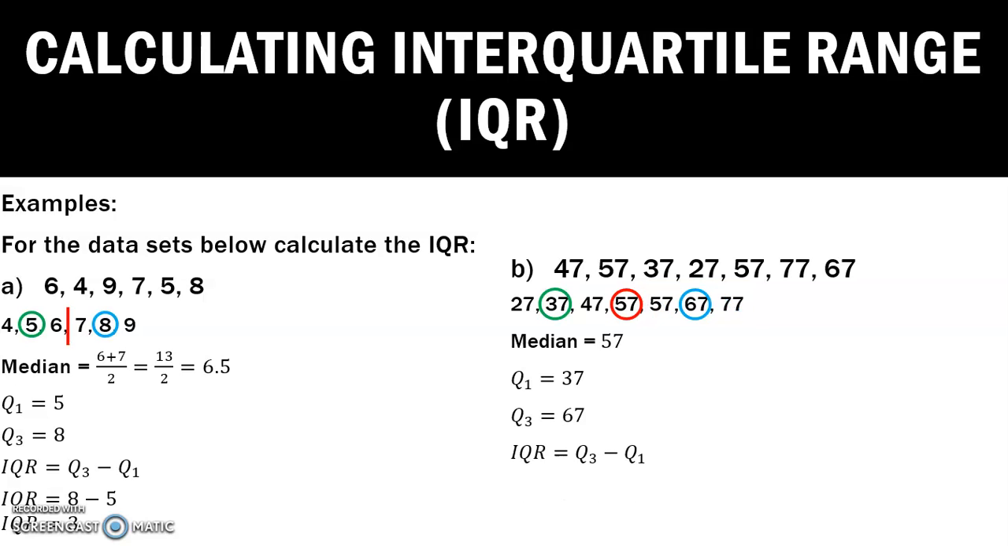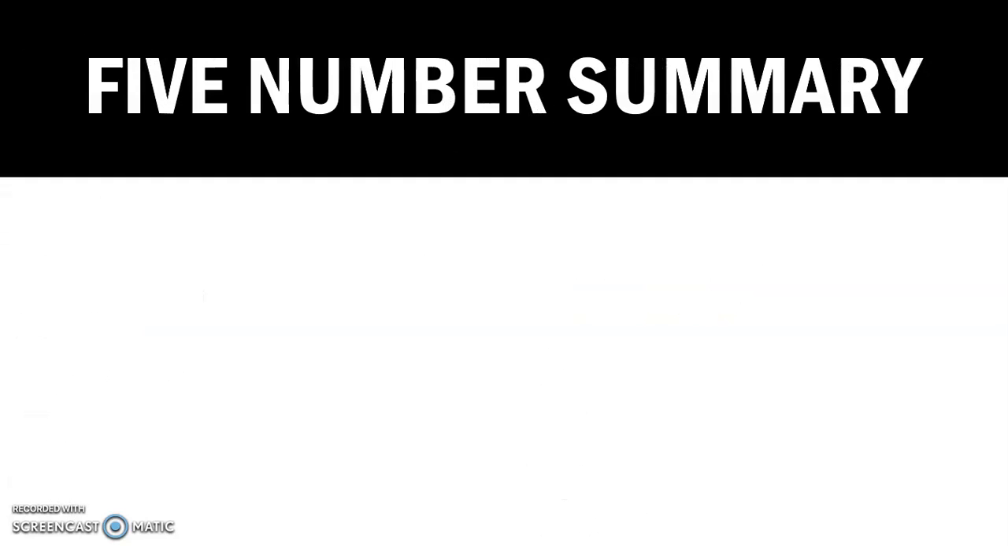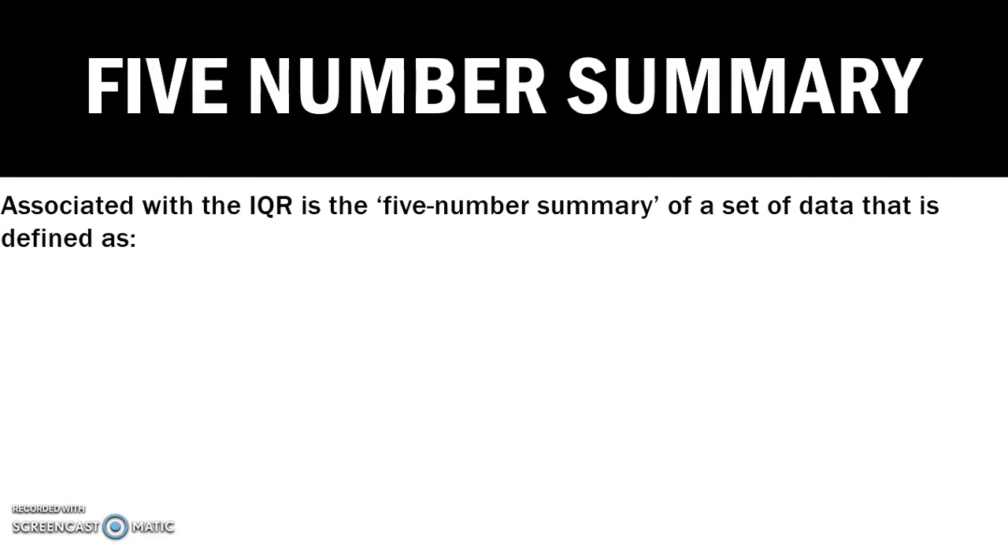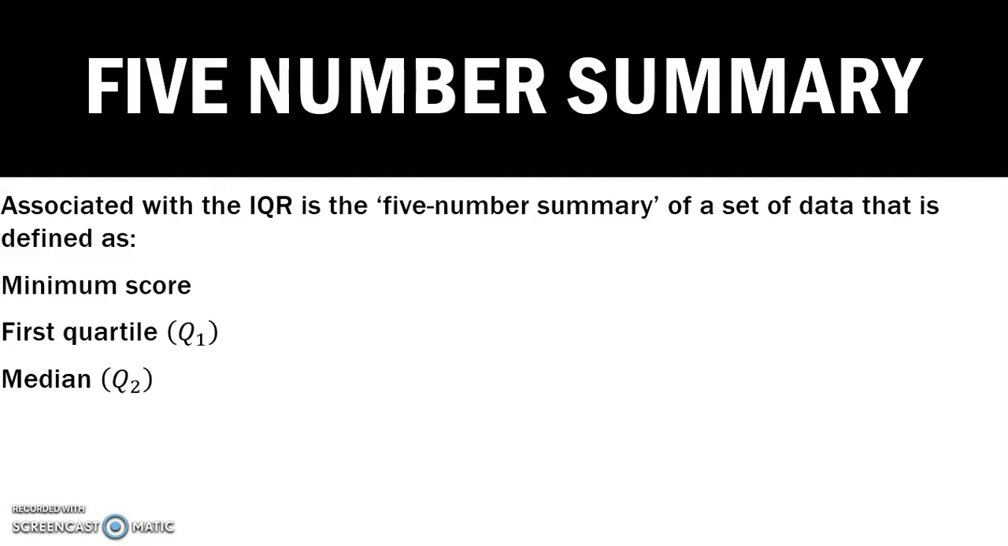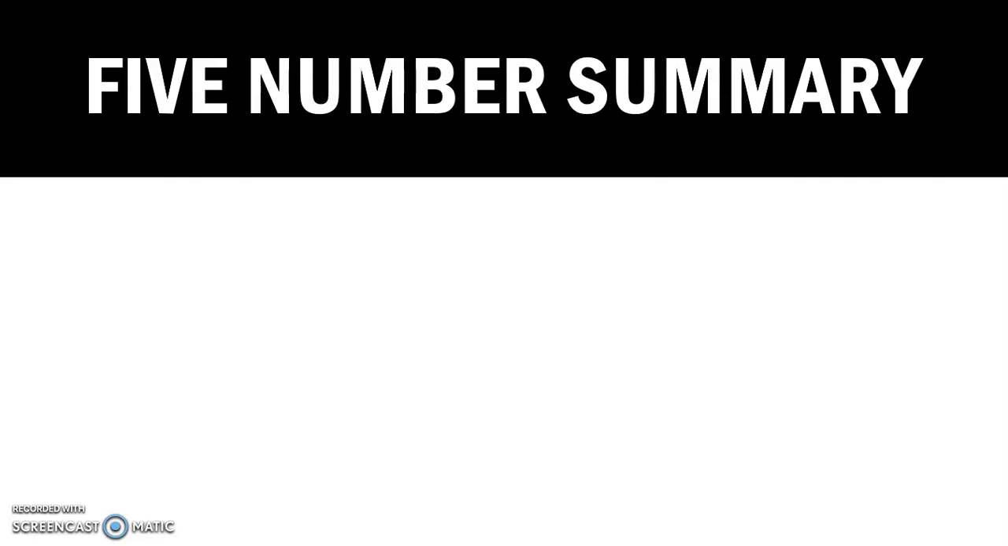Now we want to calculate our interquartile range, which is Q3 minus Q1, so that's 67 minus 37, which equals 30. Finally, what we're going to look at today is the 5-number summary. So associated with the interquartile range is the 5-number summary of a set of data that is defined as the minimum score, the first quartile, the median, the third quartile, and the maximum score.